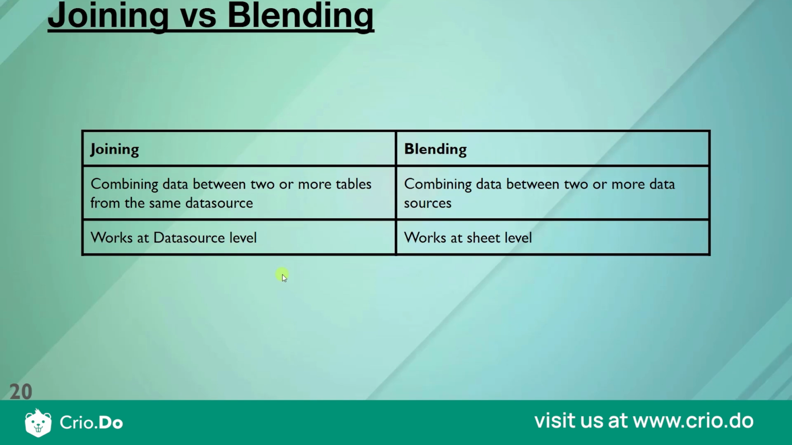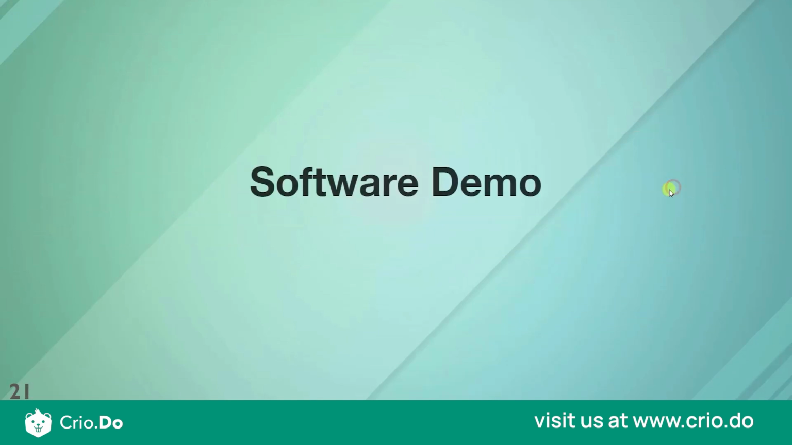Whenever you're using blending, these two are not completely joined. They are only joined at your view level. If you click on that red link icon only, your data will be blended. That means you can use this data for your views based upon the blending. You can pick up some columns from the other data sources, other tables, etc. Okay, let's see how we can do this in Tableau.